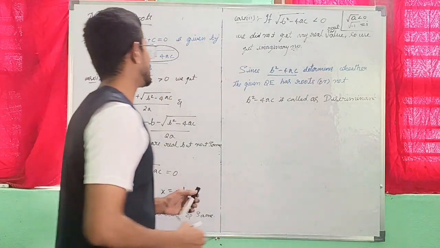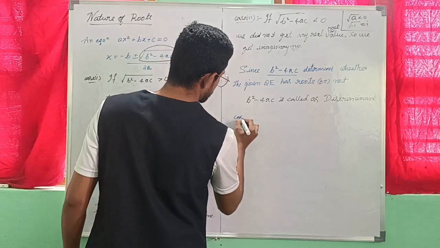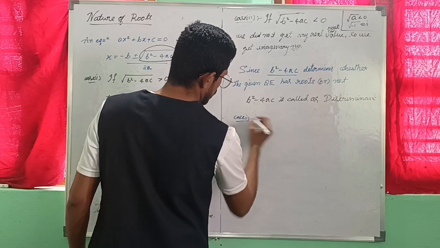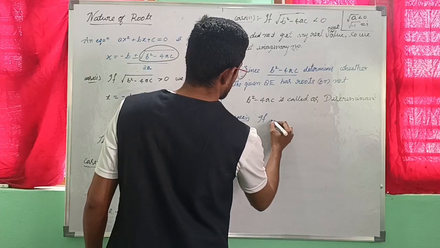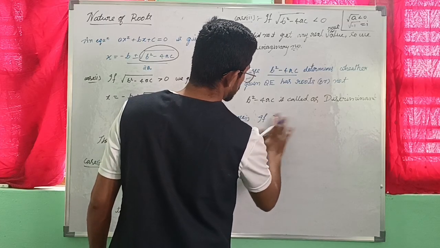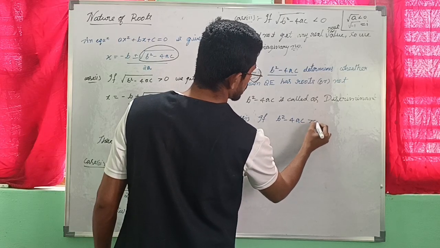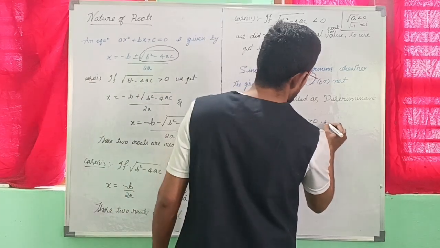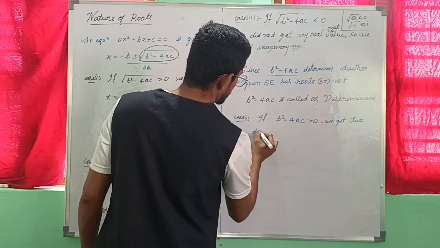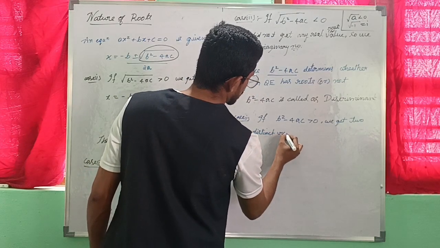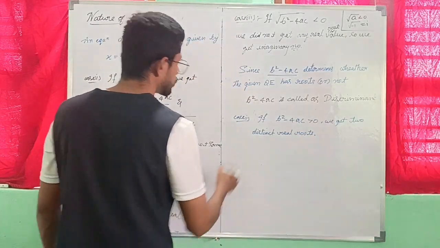Okay. So let us recap this. Case 1: if b square minus 4ac is greater than 0, we get two distinct real roots, right? Two distinct real roots.